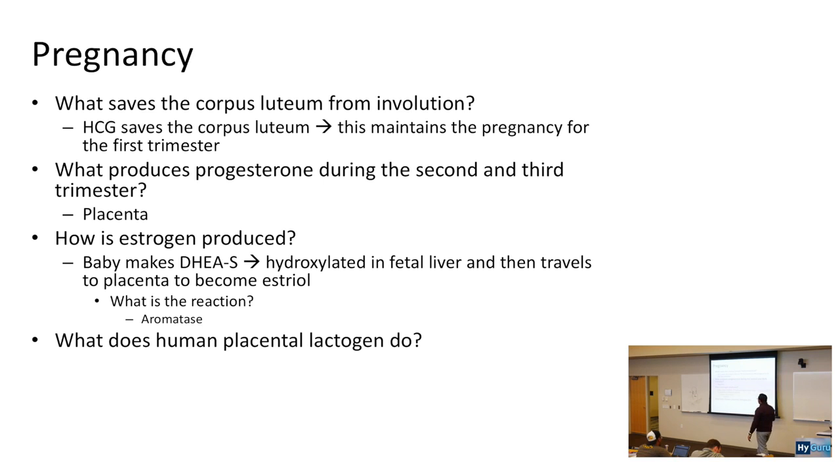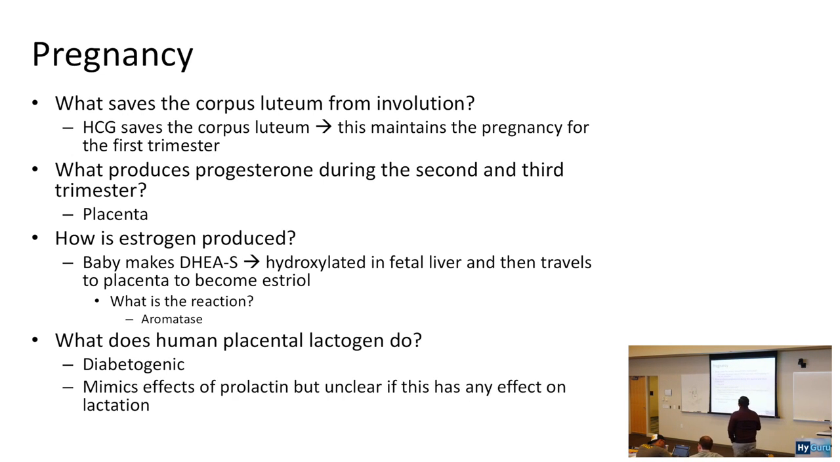What does human placental lactogen do? Human placental lactogen is going to be diabetogenic. It's a hormone released in pregnancy. Clinically, how we think of it is that it's diabetogenic. So human placental lactogen may have a role in gestational diabetes mellitus.